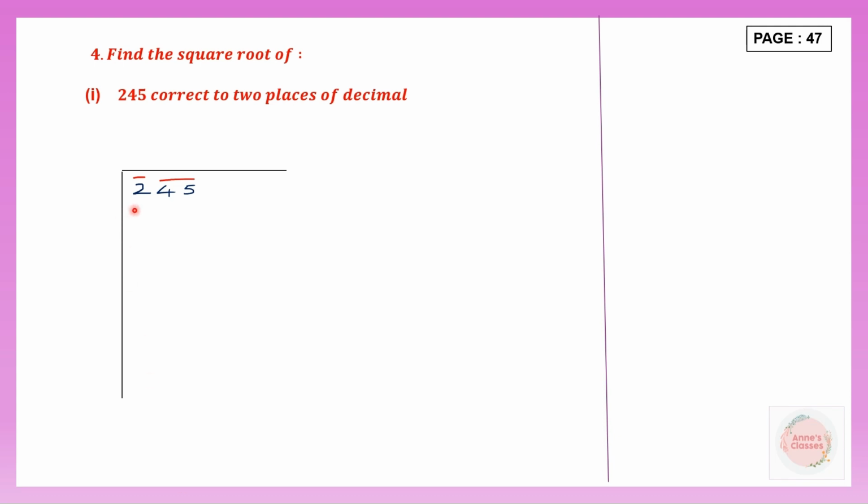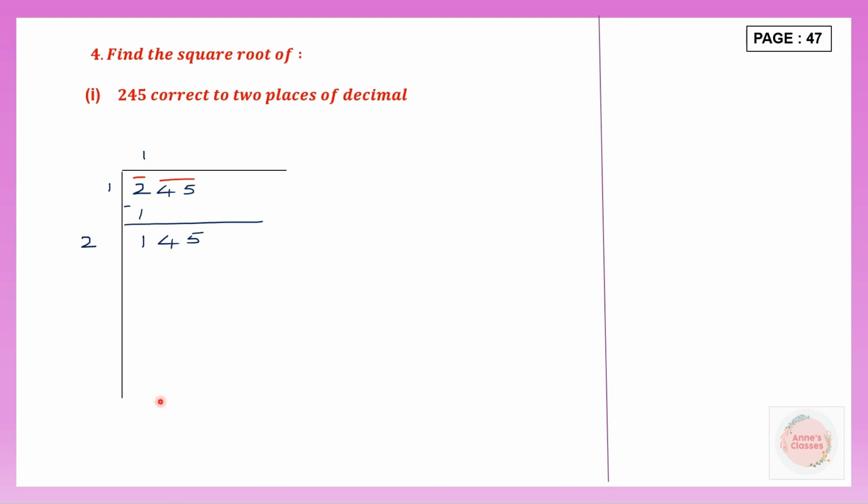So here what do we do? The number is 2, and which is a number that will give you a square that is 2 or closer to 2? It is 1, isn't it? So 1 into 1 is 1. So this is the first step. Then we continue as usual. 2 minus 1 is 1. And then we bring down the next pair. And the next step is we double this quotient. 1 into 2 is 2.